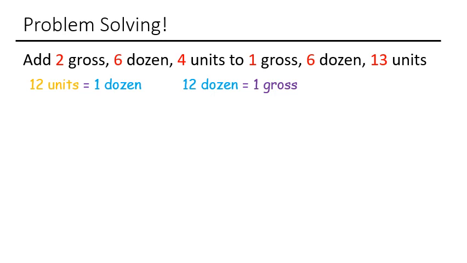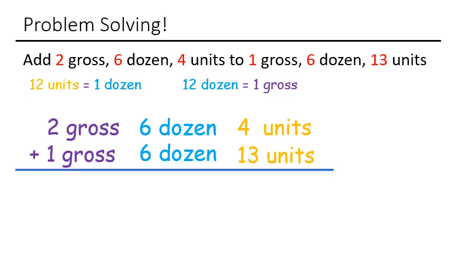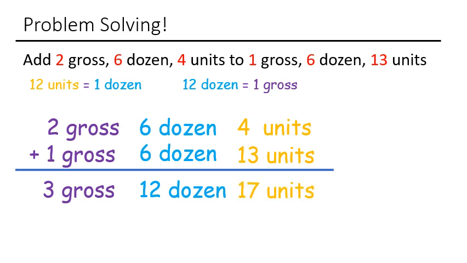All right. So what I'm going to do is take the 2 gross, 6 dozen, 4 units. And then I'm going to add the second set, which was 1 gross, 6 dozen, 13 units. Now I'm going to set them up vertically and add them together. So 2 and 1 gives me 3 gross. Then I have 12 dozen, and I have 17 units.